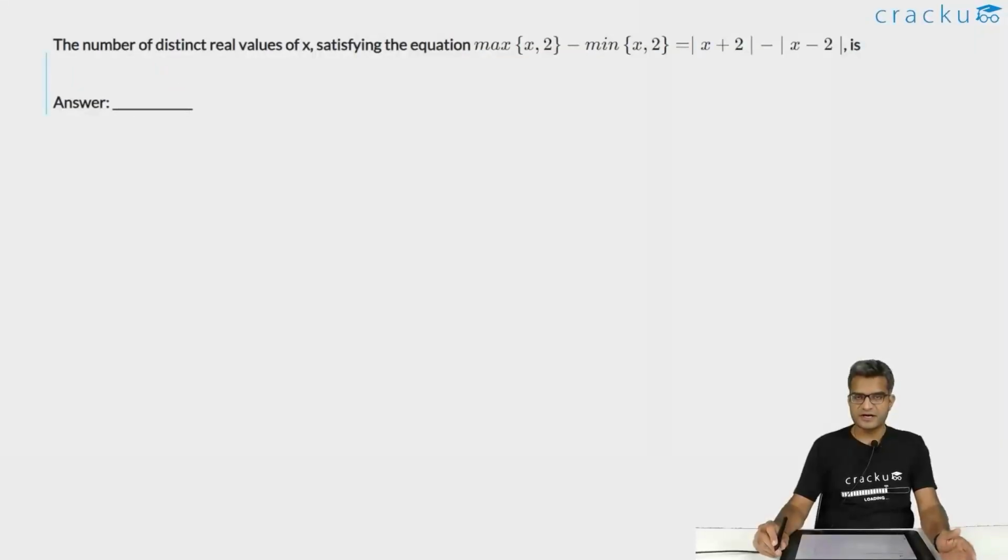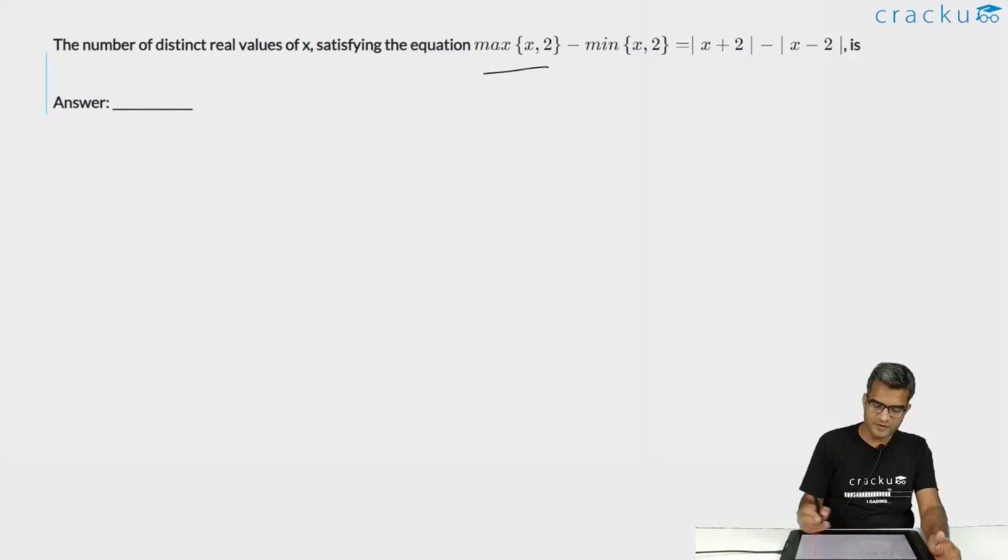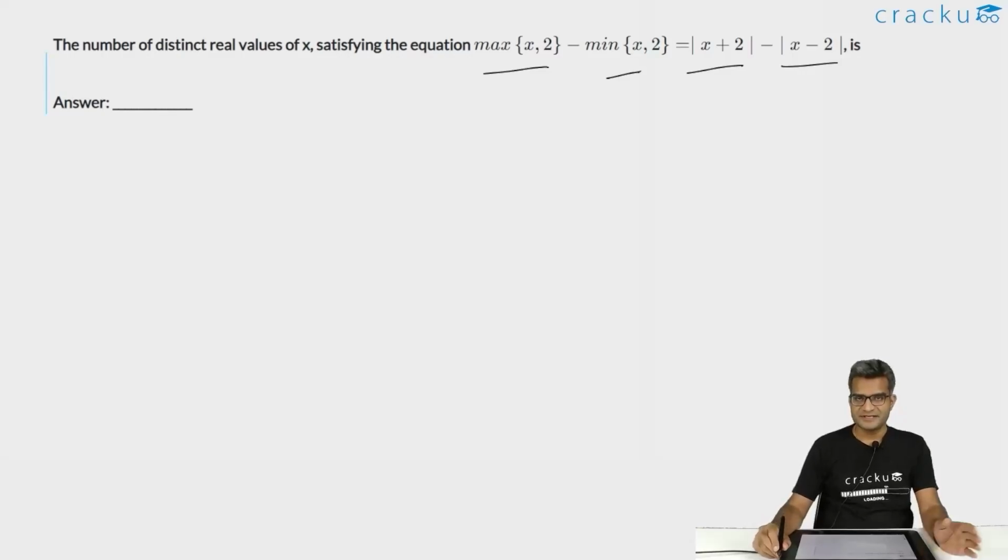Here we are required to calculate the number of distinct values of x which satisfy the equation max of x comma 2 minus min of x comma 2 is modulus of x plus 2 minus modulus of x minus 2. The right hand side contains modulus, and the inflection points are, for the first one, minus 2 and for the second one, 2. So there are two inflection points where the value of the modulus will change on the right hand side.